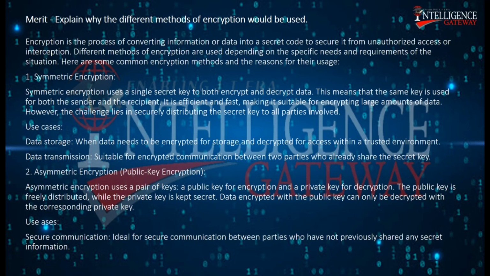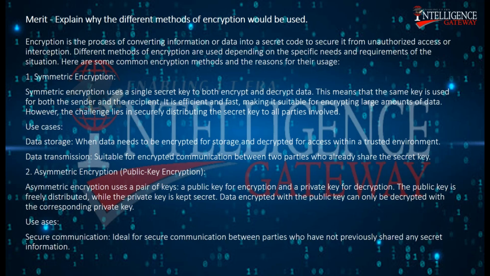Symmetric encryption. Symmetric encryption uses a single secret key to both encrypt and decrypt data. This means that the same key is used for both the sender and the recipient. It is efficient and fast, making it suitable for encrypting large amounts of data. However, the challenge lies in securely distributing the secret key to all parties involved. Use cases. Data storage: when data needs to be encrypted for storage and decrypted for access within a trusted environment. Data transmission: suitable for encrypted communication between two parties who already share the same secret key.